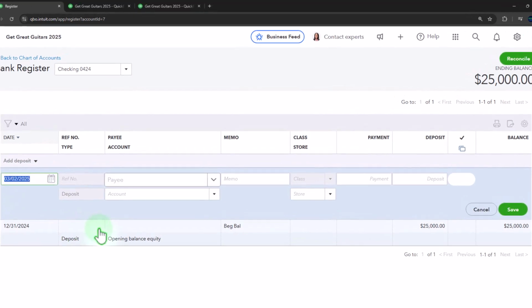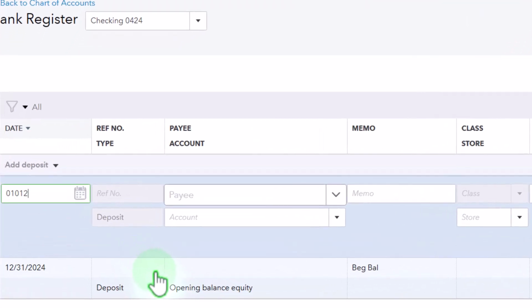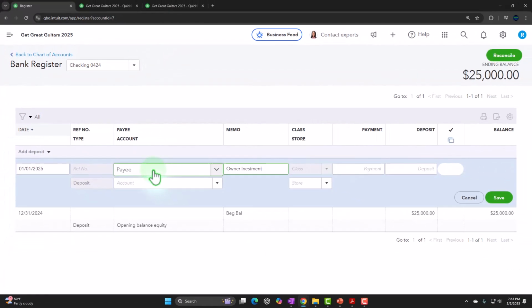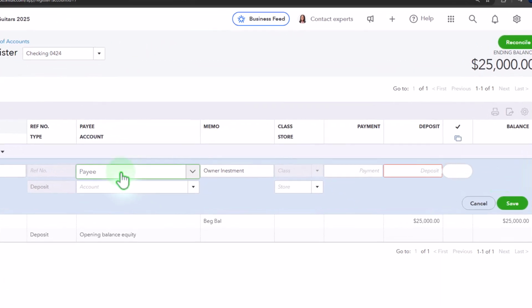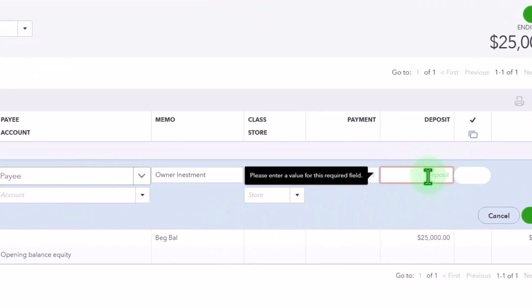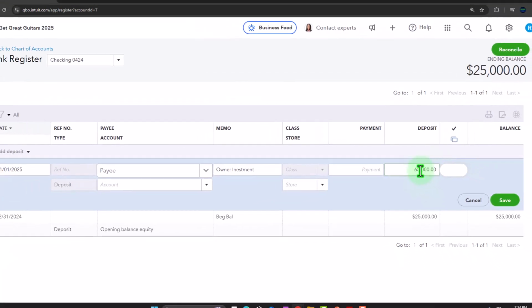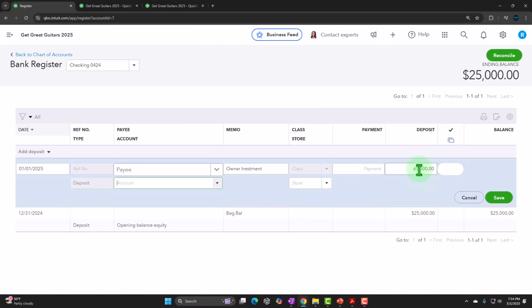I'm going to say this happened as of 01/01/25. And then I could put myself as the payee, but I'm just going to leave it blank. I'm going to say this is owner investment as the memo, and I'm going to deposit. We're going to say it was $65,000. So I'm just imagining we put $65,000 in.